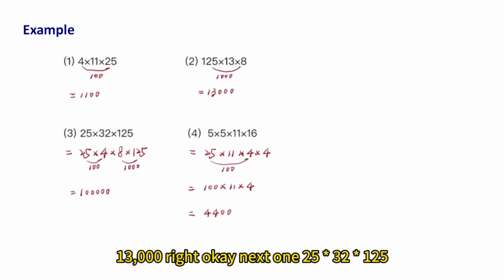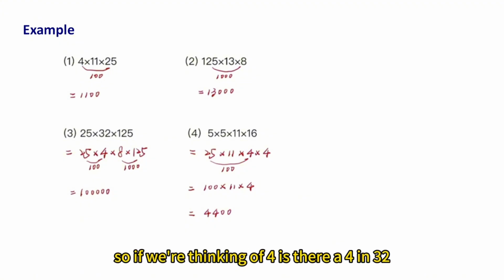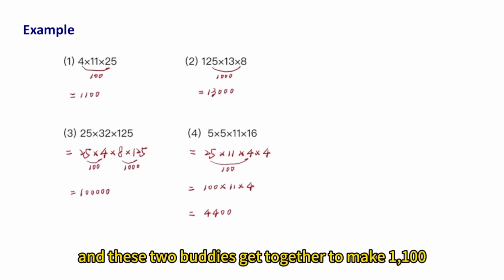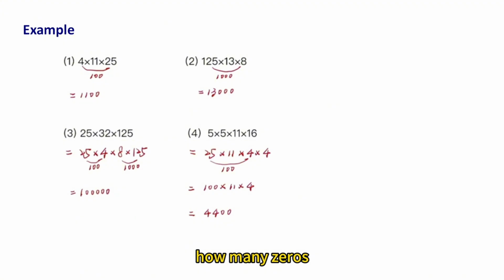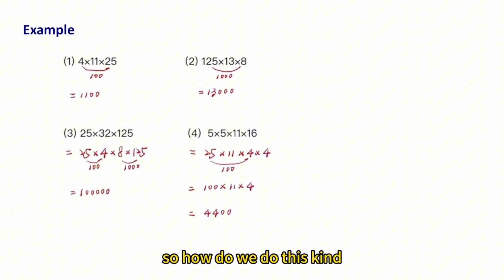25 times 32 times 125. What do we do with this one? It's the same idea. When you see 25, you have to think of 4, right? So if we're thinking of 4, is there a 4 in 32? Yes, there is. 4 times 8 is 32. Hey, isn't that a coincidence? What a perfect fit. These two buddies get together to make 100, and these two buddies get together to make 1,000. 100 times 1,000 is 100,000. How many zeros? 5 zeros. 1, 2, 3, 4, 5. No problem. Okay, so how do we do this kind?